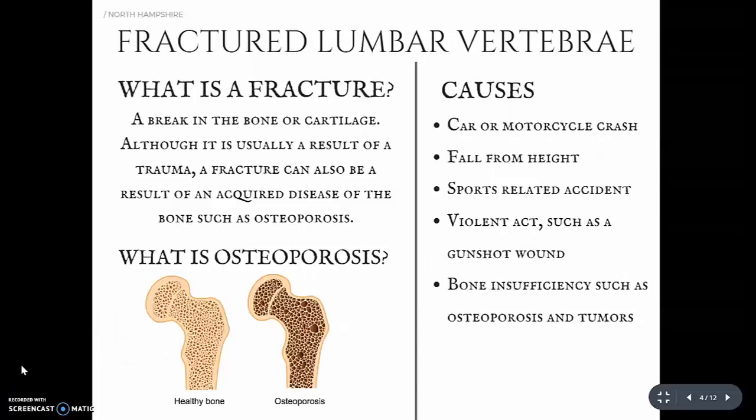So, what exactly is a fracture? A fracture is a break in the bone or cartilage. Although it is usually a result of trauma, a fracture can also be a result of an acquired disease of the bone, such as osteoporosis. Osteoporosis is a medical condition in which the bones have become brittle and fragile from the loss of tissue, typically as a result of hormonal changes or deficiency of calcium or vitamin D. Here you can see the huge difference between a normal healthy bone and a bone that has been damaged by osteoporosis. I have obtained these definitions from medicalnet.com.